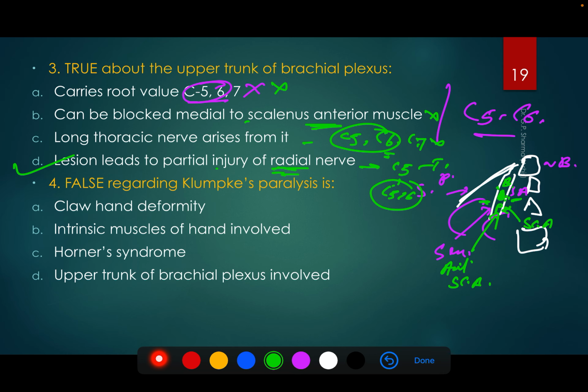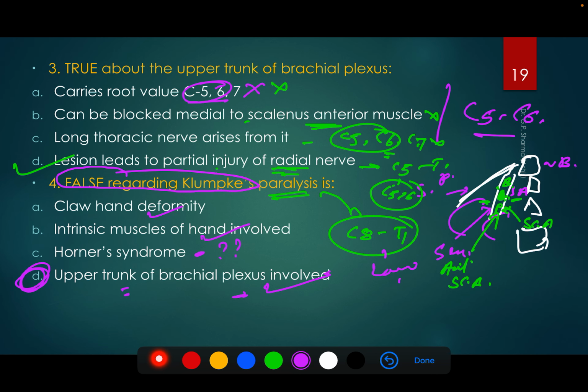False regarding Klumpke's paralysis. Klumpke's paralysis means it's involving C8 to T1. If it is involving C8 to T1, is it producing the claw hand deformity? Yes. Intrinsic muscles of the hand involved? Yes, that's true. Horner syndrome, is it producing? Yes or no? Upper trunk of brachial plexus involved? No, that is the lower trunk, right? So it's asking the false regarding Klumpke's palsy. So we can say this is false, right? D is our answer.